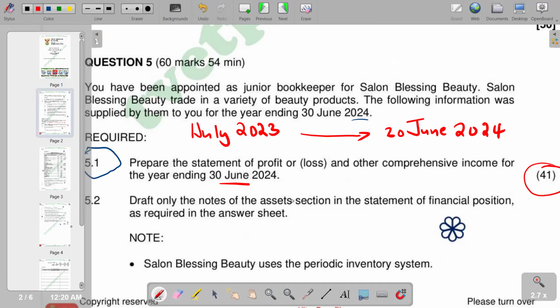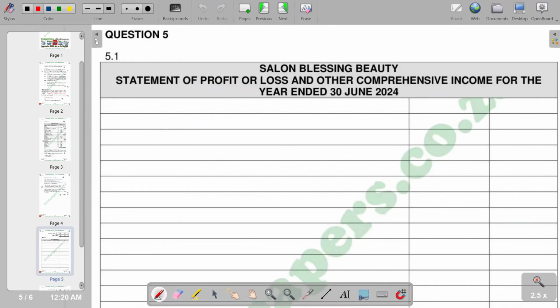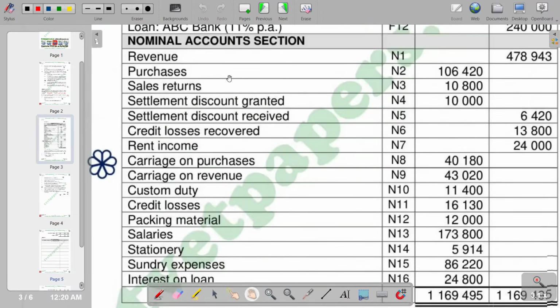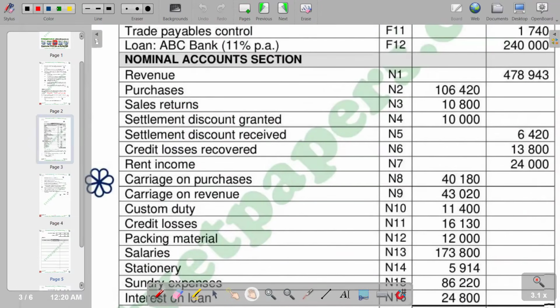Going to our answer section, you'll see that this is going to be our answer section. But we know that according to the layout of our statement of profit or loss, we are supposed to start with the sales figure or the revenue figure. In this case, we can just try to see in terms of the information that we have. We have revenue, which is 478,943. So here we are saying we are starting with revenue.